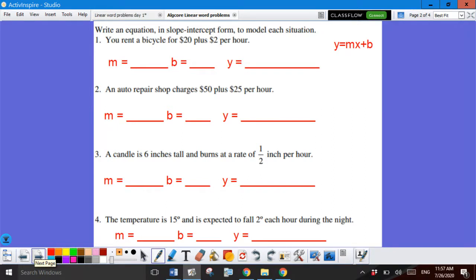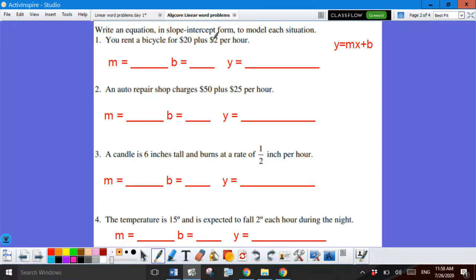I want you to hit pause and figure out what is my M, what is my B, what is my equation for these 4 problems. And pay attention to signs because there's a few tricky things in here that might mess you up. So hit pause, see what you can do with these. Okay, let's see how you did.